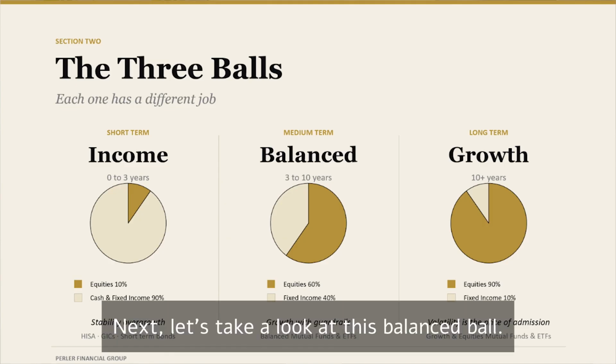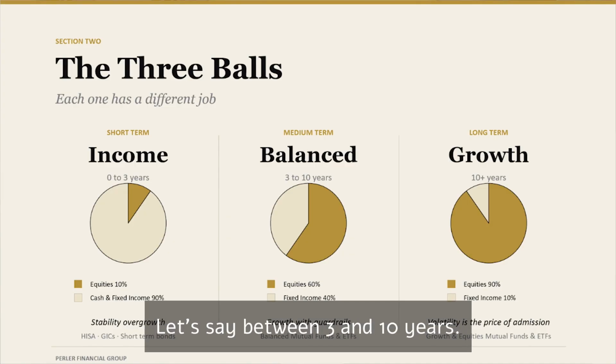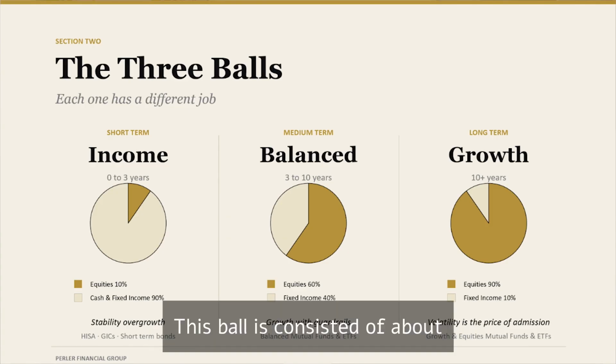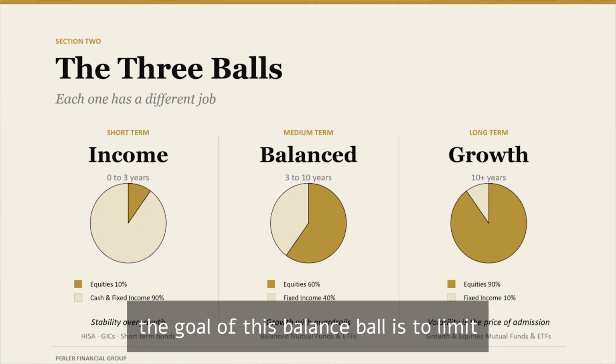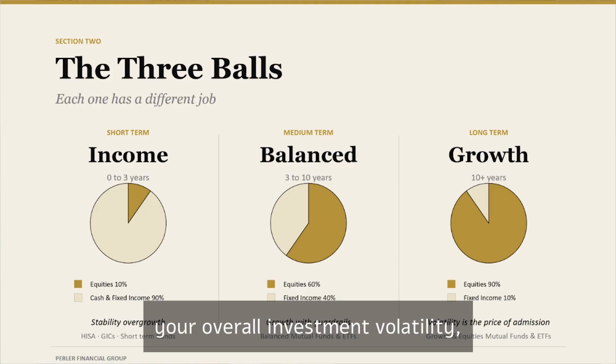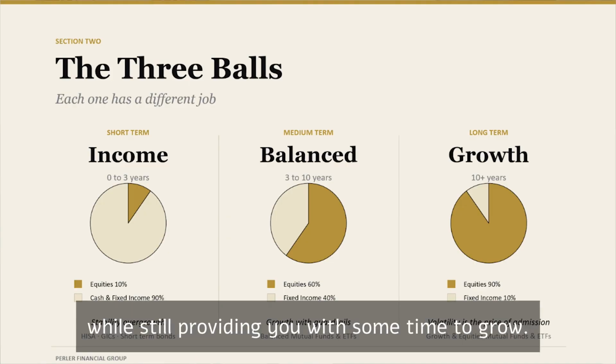Next, let's take a look at this balanced ball. Now, this ball is for more medium-term goals, let's say between 3 and 10 years. This ball consists of about 40% fixed income products and about 60% in equities or stocks. Now, the goal of this balanced ball is to limit your overall investment volatility as you're approaching your goal while still providing you with some time to grow.